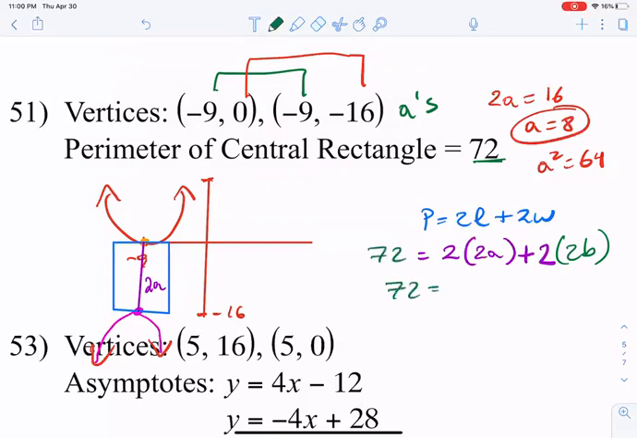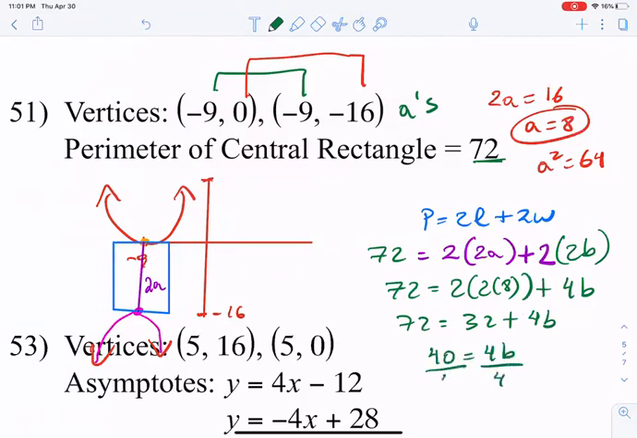So let's solve for that. 72 equals, well, you know what A is. I solved it already. That was 8. So this is 2 times 8 plus 4B. I said 52, but it's 4B here, not 52. So this is 72 equals 16 times 2, which is 32, plus 4B. If you solve for that, you get 40 equals 4B. If you divide by 4, you get 10. So that means that B squared is 100.